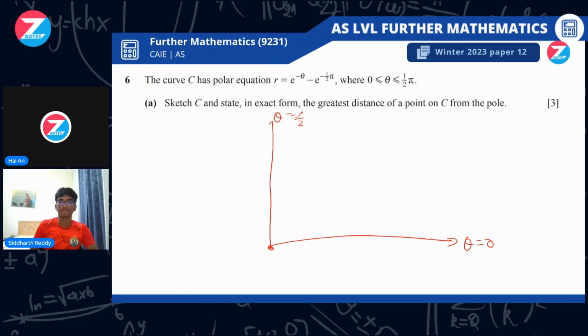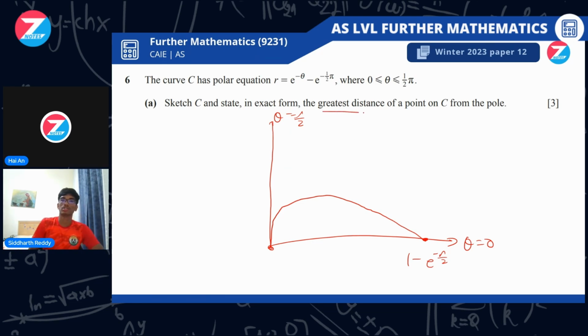So when theta is equal to 0, you get e to the minus 0 minus e to the minus pi by 2. So e to the minus 0 is just 1, minus e to the minus pi by 2. So this is the point, 1 minus e to the minus pi by 2. So it goes all the way like this, until it finally goes down like that. So that's how the graph looks.